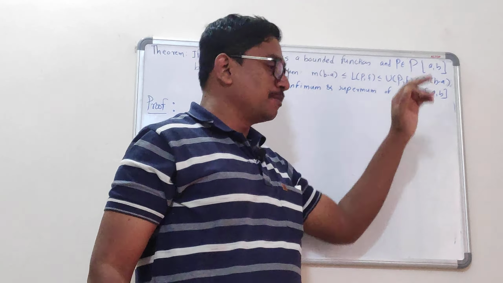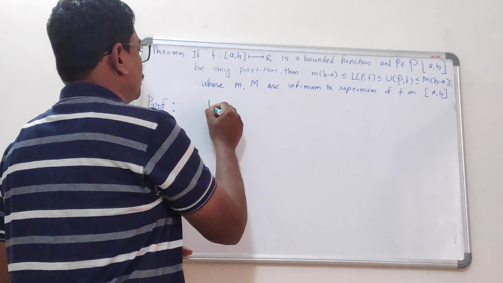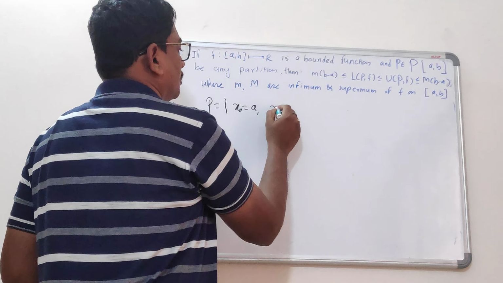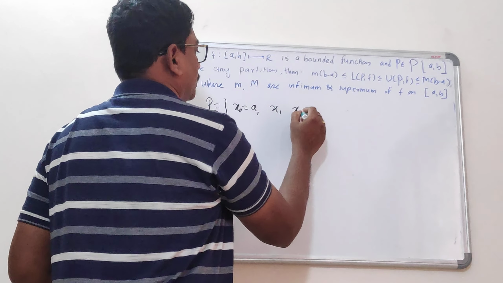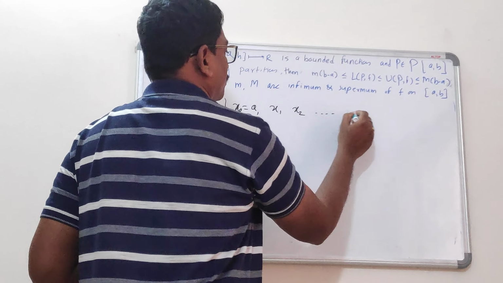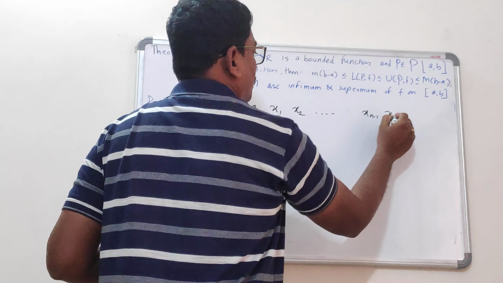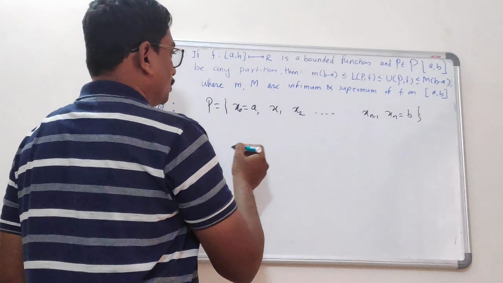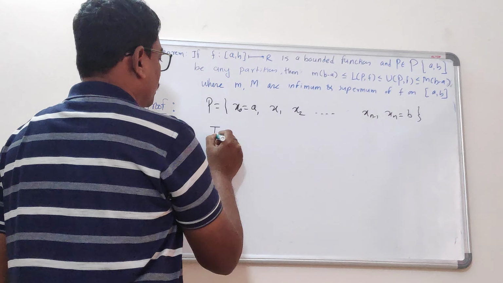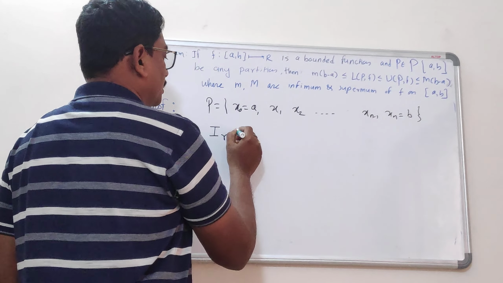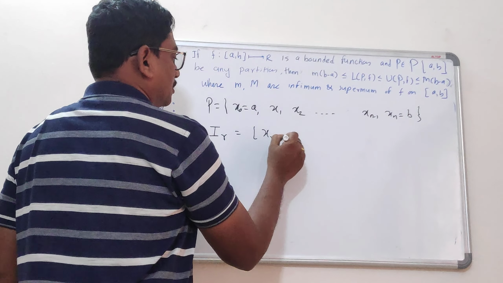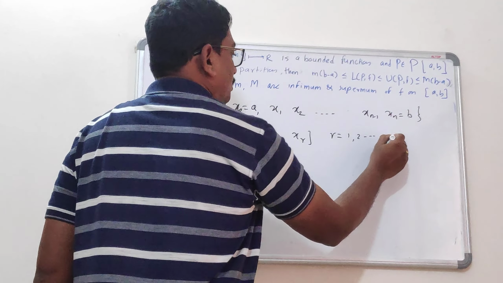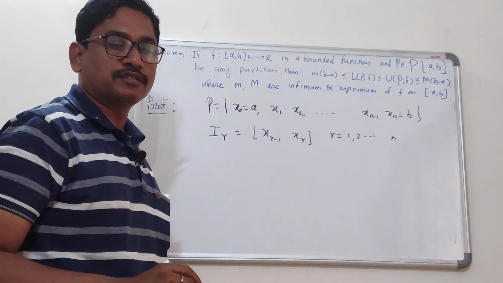Now if P is any partition, let me denote the partition like this. The initial point is always the initial point of the interval, x0, then x1 greater than x0, x2 greater than x1, and so on, up to xn, and the last point is the last point of the interval. So this is the partition. I will denote the notation: I will call the rth subinterval of this partition [xr minus 1, xr], and I can take r equal to 1, 2, up to n. Since the points are n plus 1, we have n subintervals there.